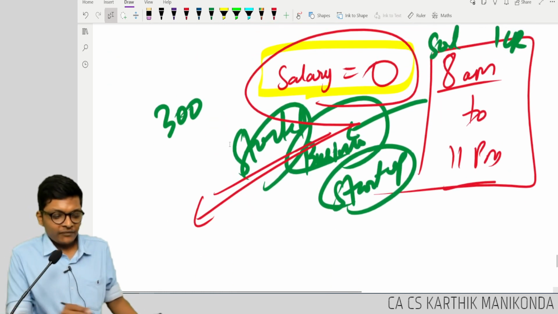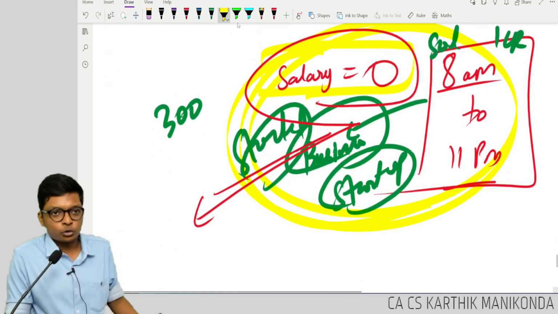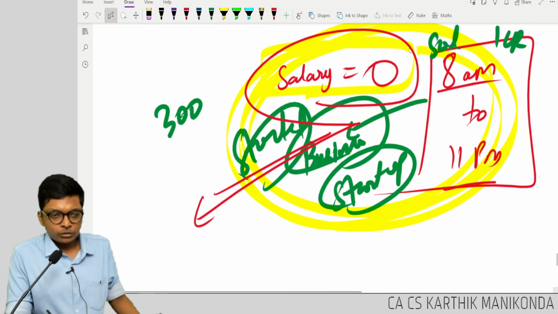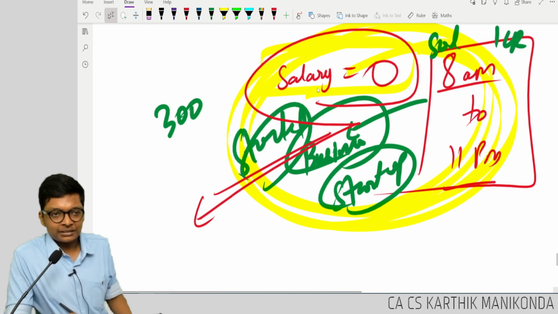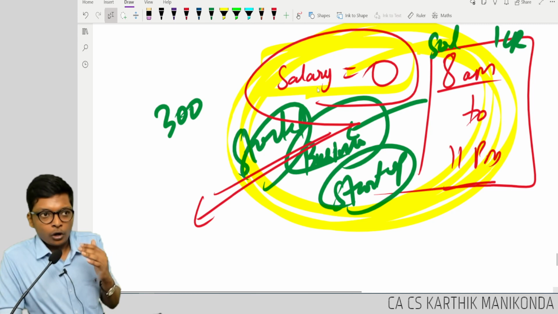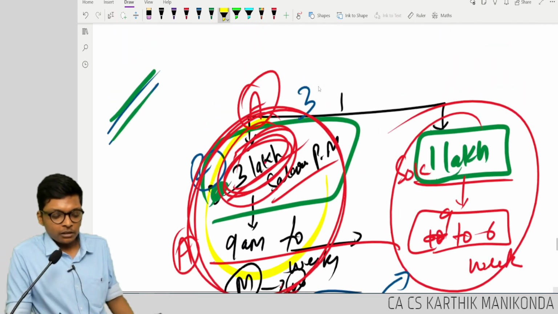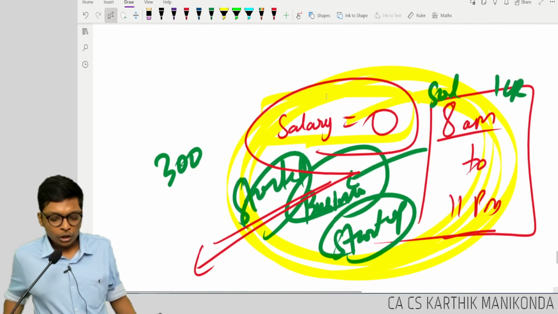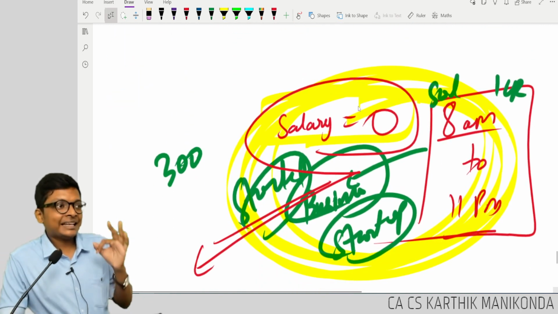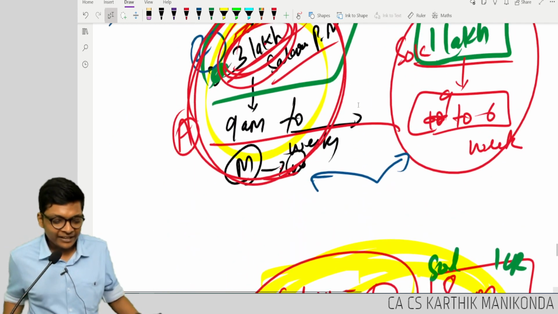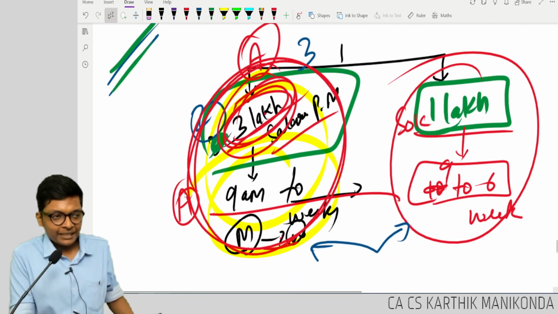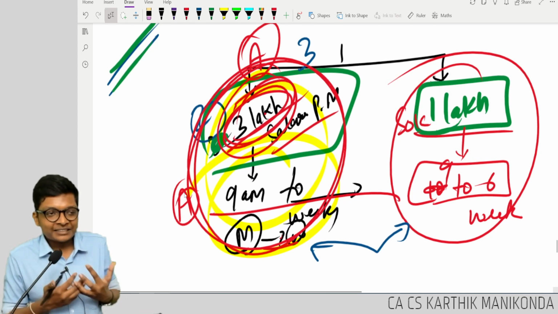Now, given a choice, if you are doing this, are you doing this for money or for working for yourself? Where will you feel the stress of work? In the 3 lakhs job, or here? In the 3 lakhs, 5 lakhs job, working from 9 a.m. till next day, you will feel stressful.